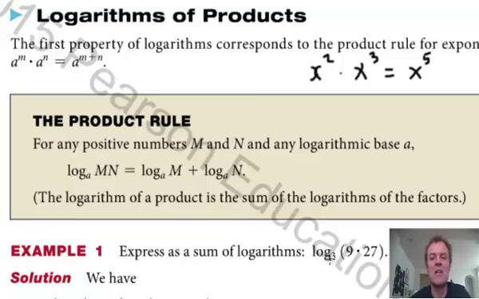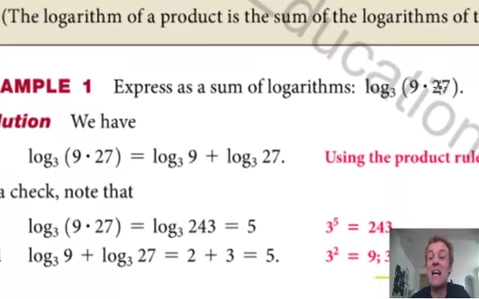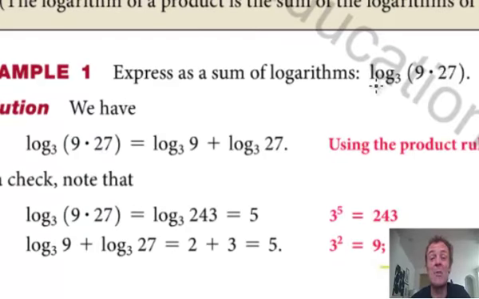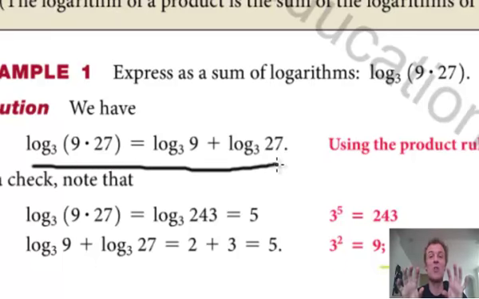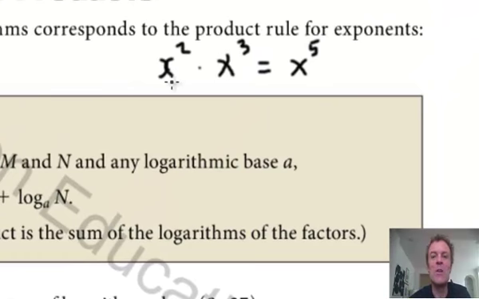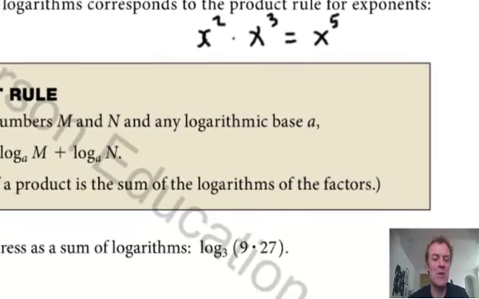Again, great with examples. The log to base 3 of 9 times 27 is going to be the log to base 3 of 9 plus the log to base 3 of 27. And there it is. It's like you've separated them into two separate logs. And it's an addition because remember this, when you multiply two things with exponents, you add the exponent. So think of it like that. When I'm multiplying, I add.